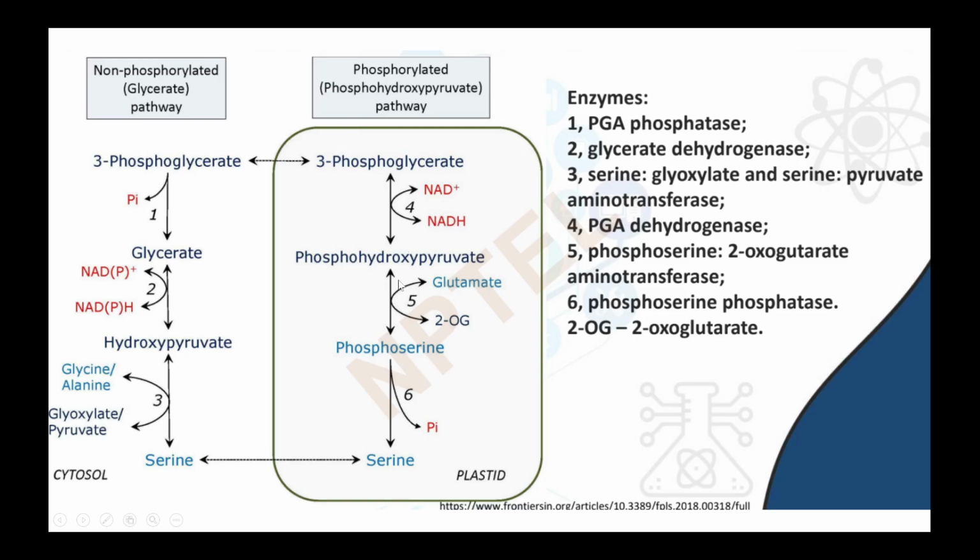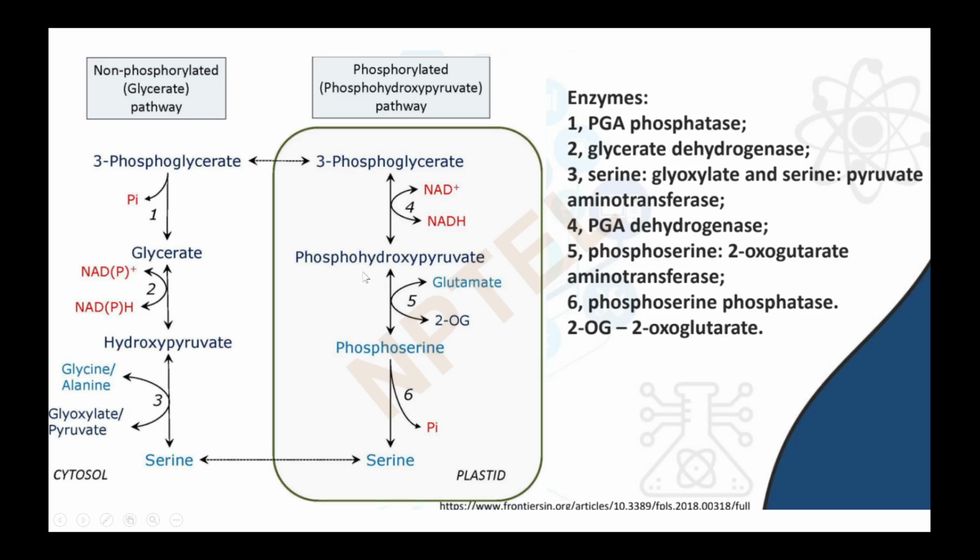Now, in the second pathway, which is the phosphorylated pathway or phosphohydroxypyruvate pathway, the dephosphorylation doesn't happen in the first step. So in the cytosol, in the non-phosphorylated pathway, the first step was dephosphorylation. We have to remove the phosphate first, so this was phosphatase acting on 3-phosphoglycerate. In the phosphorylated pathway, first 3-phosphoglycerate is dehydrogenated to form phosphohydroxypyruvate by the enzyme PGA dehydrogenase.